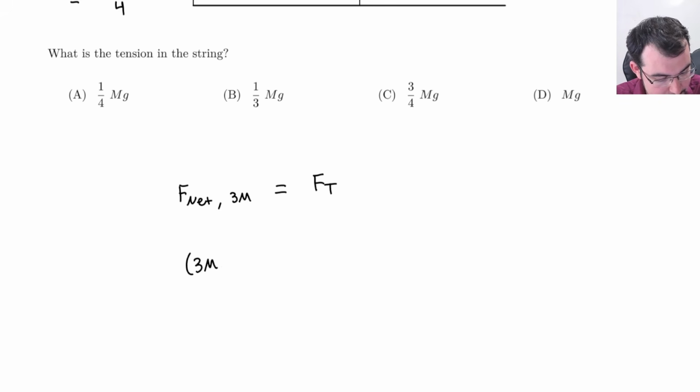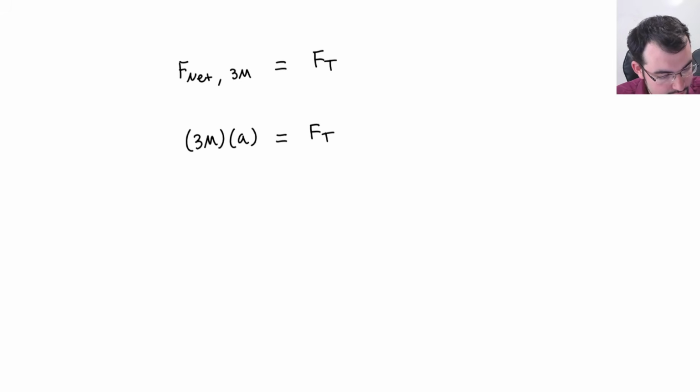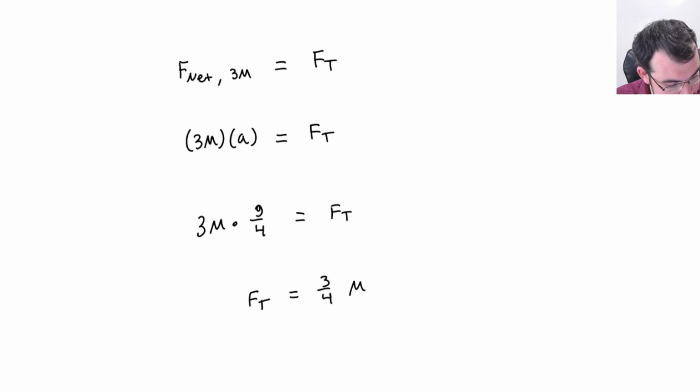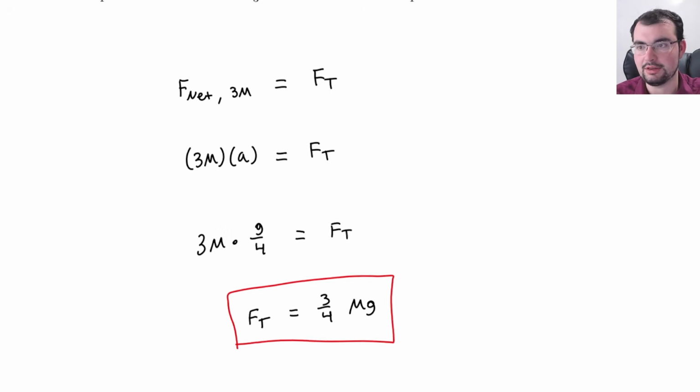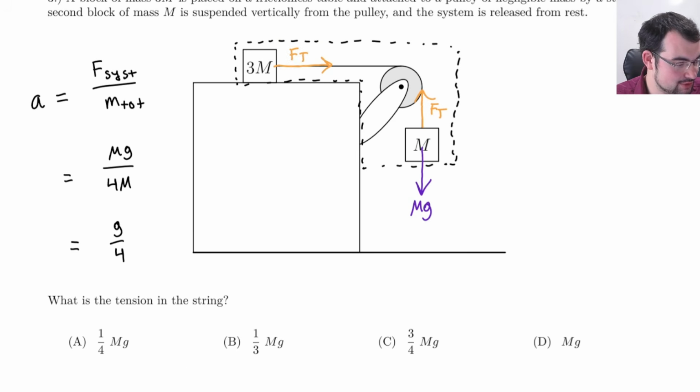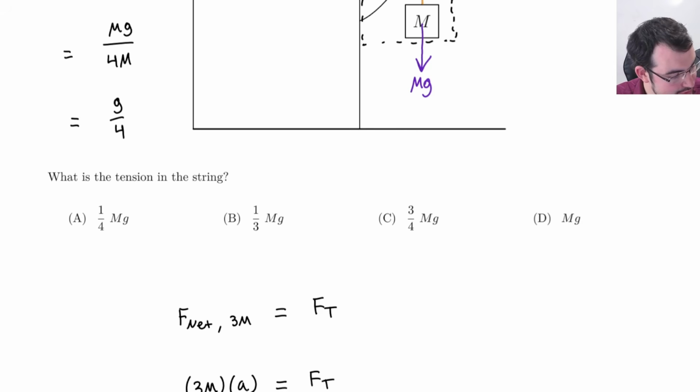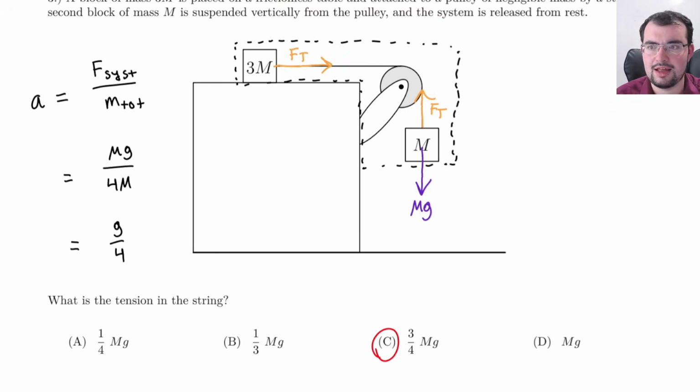the F net on the 3M is equal to Ft. So we have 3M times A, because F net equals MA, is equal to Ft. So we get 3m times the acceleration of g over 4 is equal to Ft. So Ft would be 3/4 mg. You will get the same result if you use force balancing with the first block, because you would get m times g over 4 is equal to mg minus Ft, and you get the 3/4 once again. Just due to the number of lines and different connections, I gave this 3 stars, I believe.